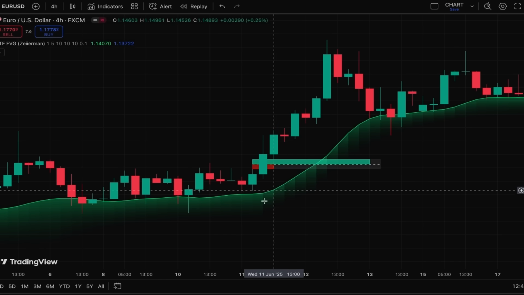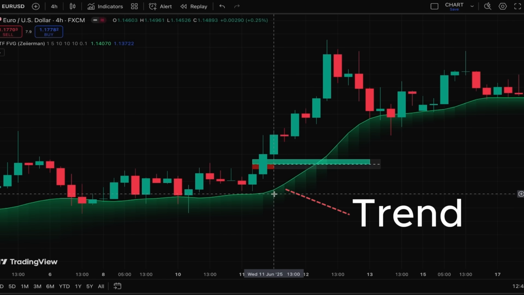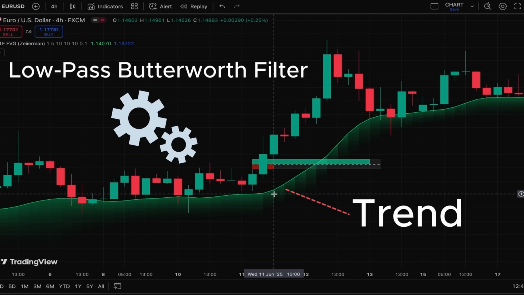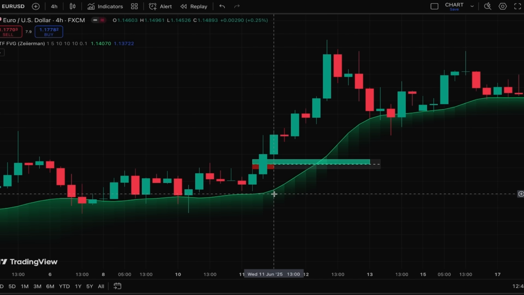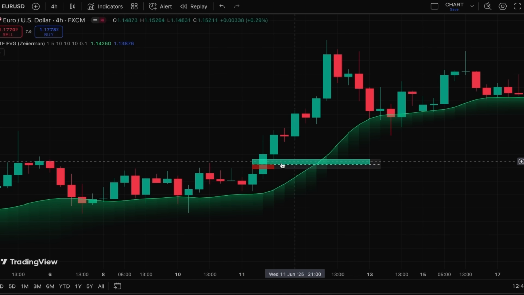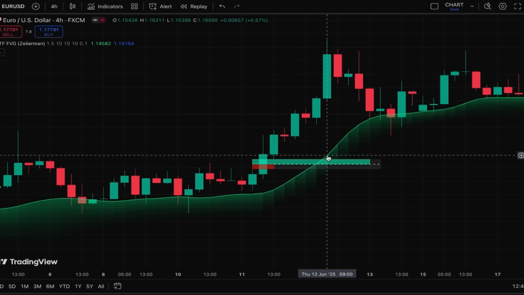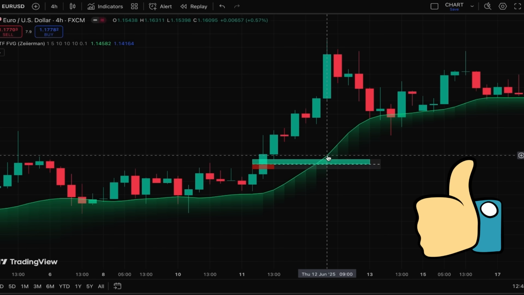Alright, we have also a line here, which is actually a trend line, and it is calculated based on a low pass Butterworth filter, and this will help us to know if the identified fair value gap is in the direction of the trend or against the trend. In this case, the identified fair value gap is bullish and it is in the direction of the trend. This will help us to focus on setups that are in the direction of the current trend, so we can better take our trading decisions and take higher probability positions.